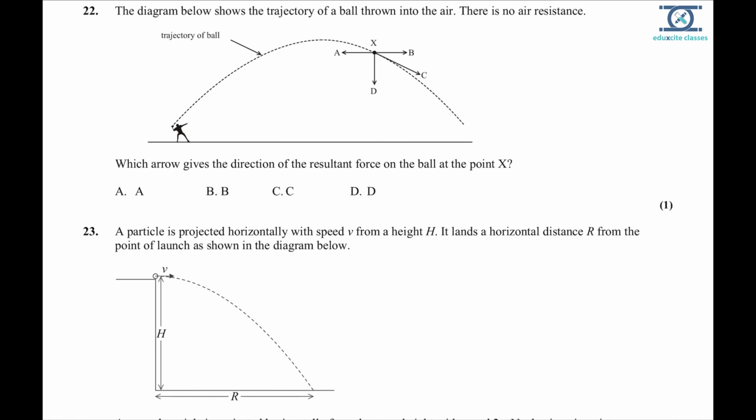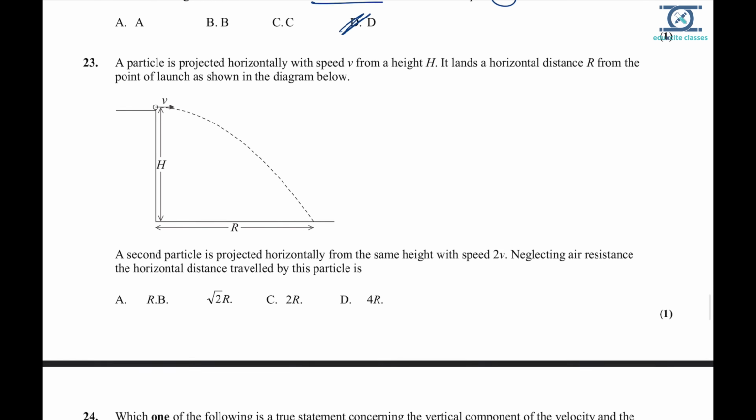Question number 22. The diagram below shows the resultant force on the point X. Now, this is again something students get confused about. When the object is under projectile motion, which force is acting if there is no air resistance? The only force which acts is the weight, acting downward, option D. There are no other forces acting.